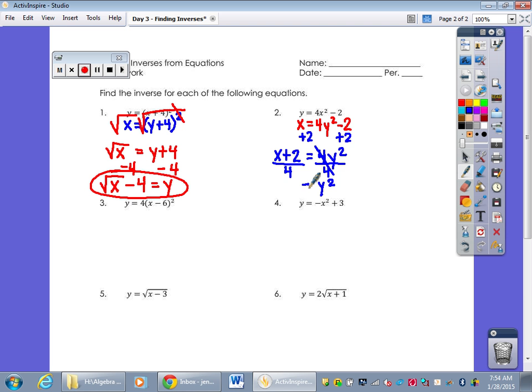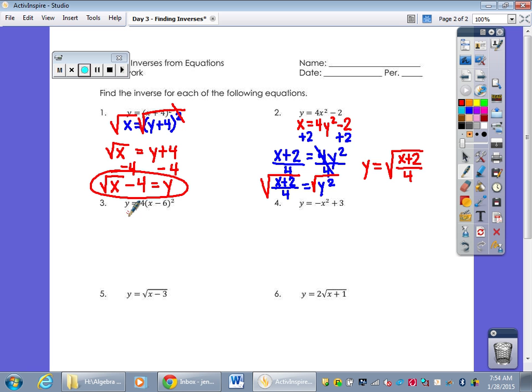We have y squared equals (x plus 2) divided by 4. And now to get y by itself, we will take the square root of both sides. So y is going to end up equaling the square root of (x plus 2) divided by 4.